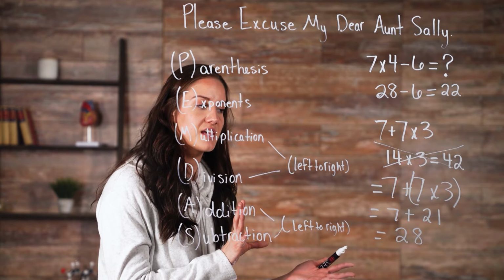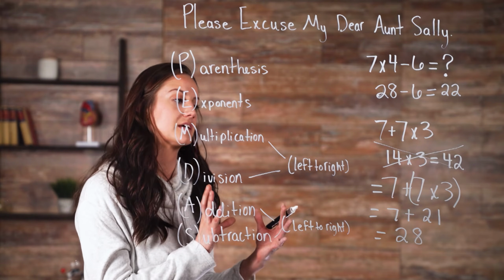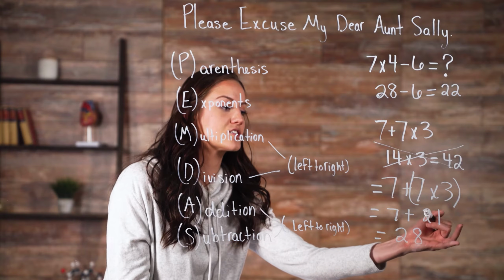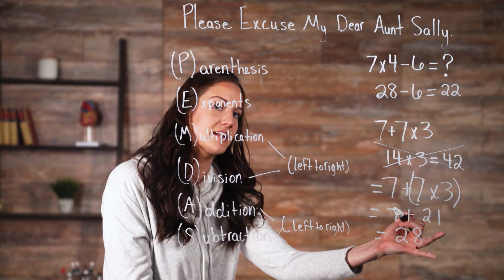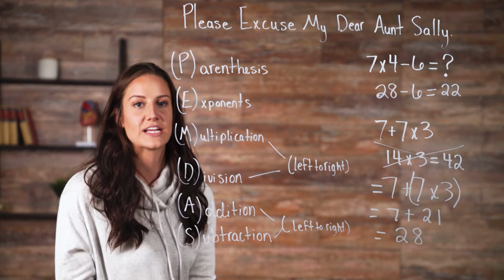So when we do problems like this, we can use parentheses to group together our numbers that are going to take place first. So in this case, it's 7 times 3. And when we do that, we get 21, and we have plus 7 left over. When we add those together, we get 28, and that's our answer.